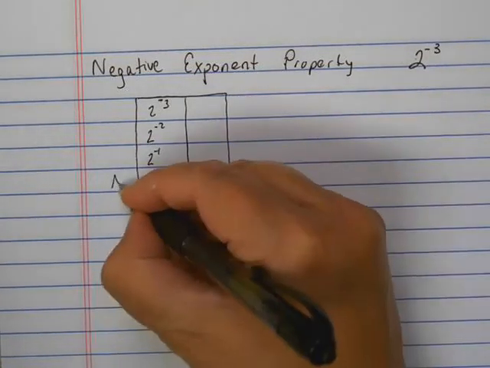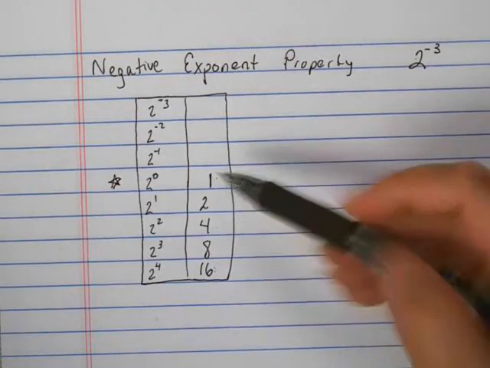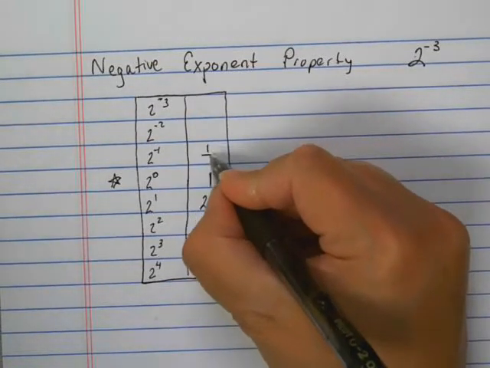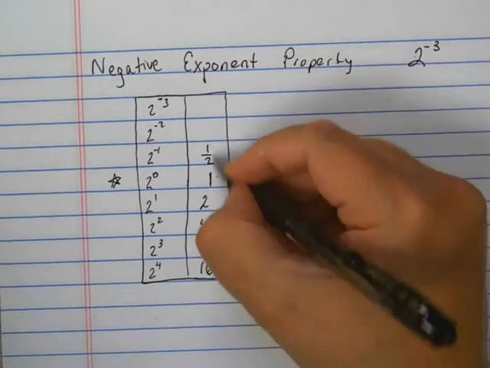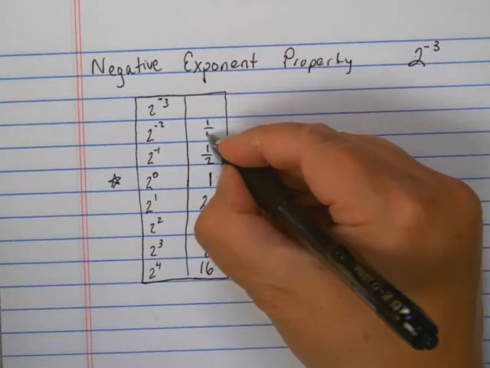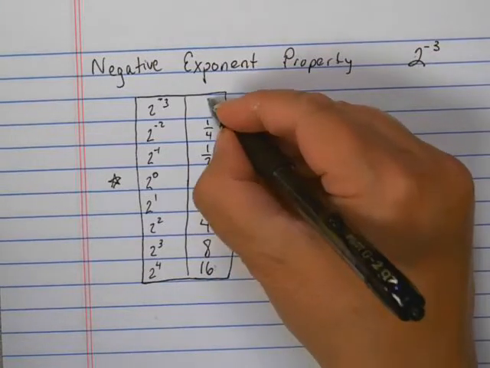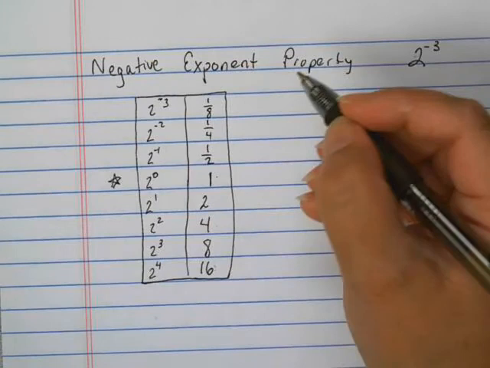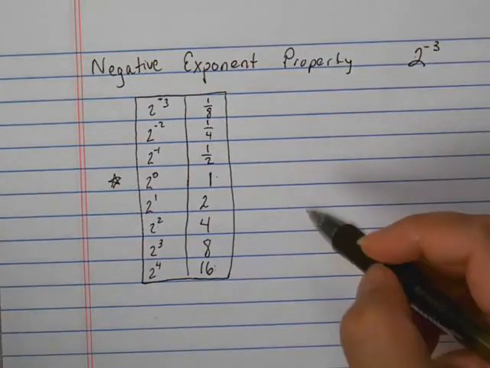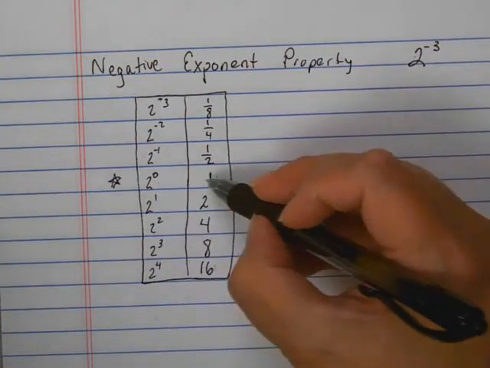So this is an interesting one. 1 divided by 2 is 1/2. 1/2 divided by 2 is 1/4. 1/4 divided by 2 is 1/8. So hopefully you're kind of making some connections. Let's leave this one alone for now.